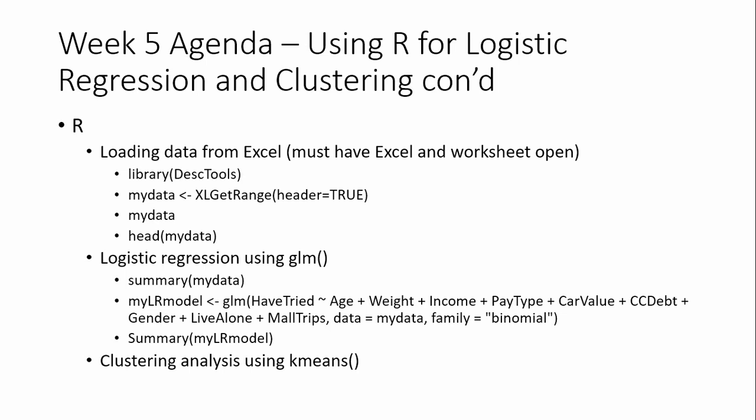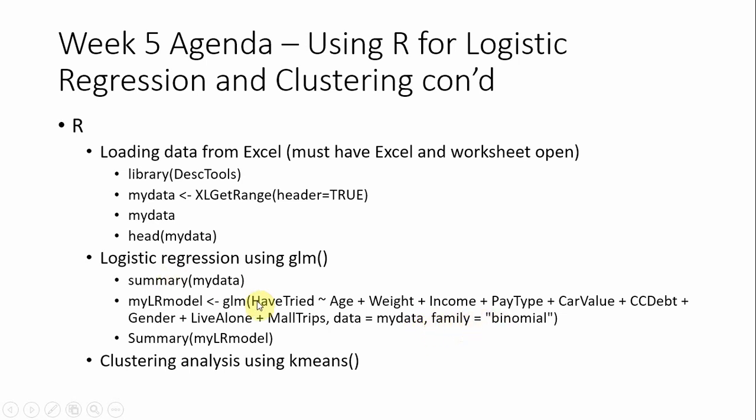Now if you wanted to build a model with a smaller data set, you can. This is using every one of those, all the way down to mall trips, comma. So there's my model. Have tried is a function of age, weight, income, pay type, car value, credit card debt, gender, live alone, mall trips, and then comma. Where does the data come from? Data equals my data. It comes from the my data file, and then comma, and then family equals binomial.